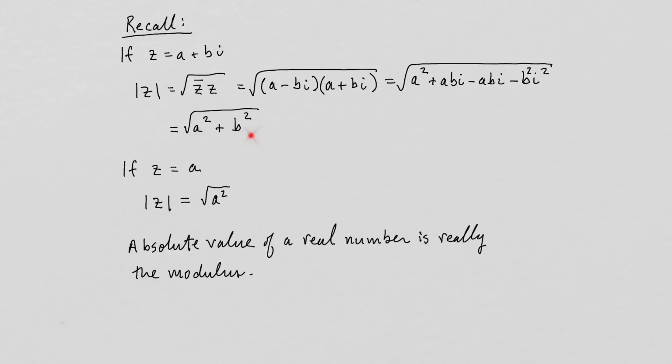Well, if we look at this formula, if z is a real number and b is 0, then b² here is 0, so the modulus is just the square root of a². This is actually the definition of absolute value in calculus, for example. So something to keep in mind in your future math courses, particularly if you still have some calculus courses to go: the absolute value of a real number is really just the modulus.